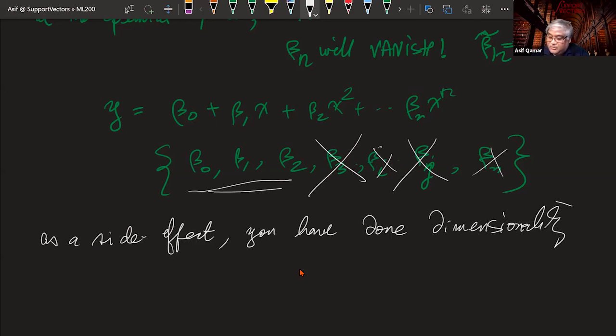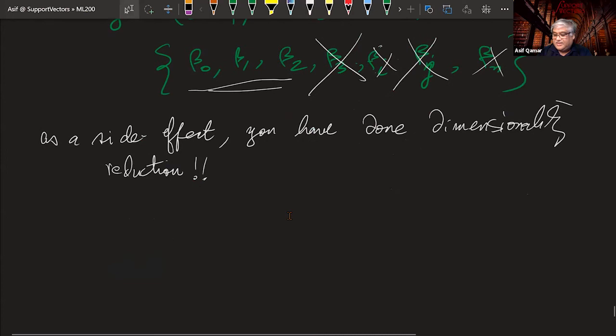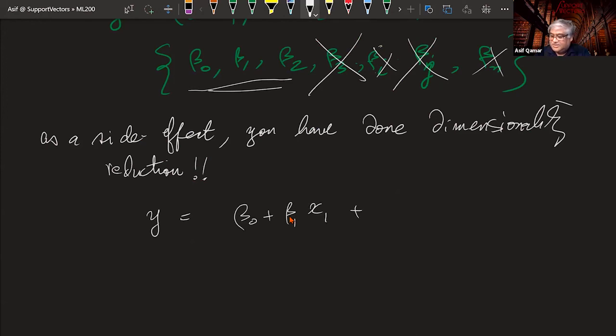Dimensionality reduction. In what sense? You said that all of these higher order terms mattered. They don't matter, right? And now let's generalize it to many variables. Let us say that you write y as a function of beta naught plus beta 1 x1 plus beta 2 x2. You know, this is really a different feature.